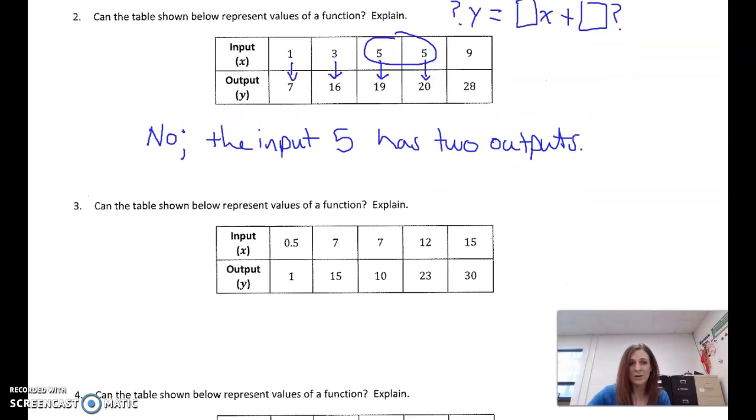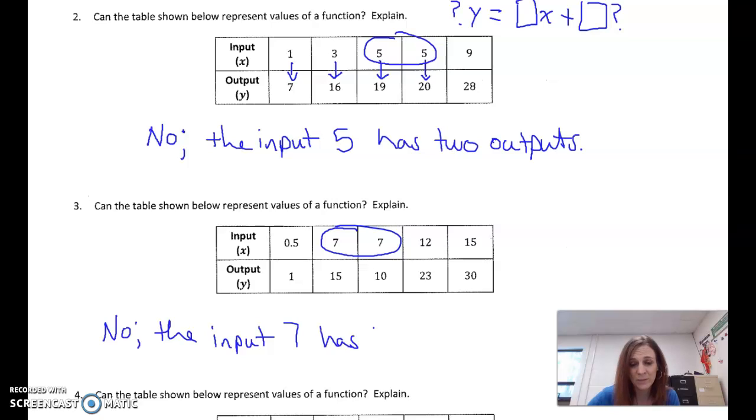All right, so number 3 here, there's a rule hanging above here where we input 0.5 and we get out a 1. Okay? We input 7, we get out a 15. If I input 7, I get out a 10. Well, which is it, right? Okay? When we input a 7, we can't get out 2 different values. Always think of a calculator. You type things into a calculator, it doesn't give you 2 answers. So is this a function? Again, no. The input 7 has 2 outputs.